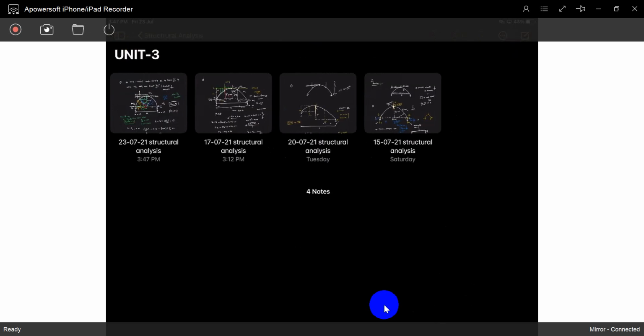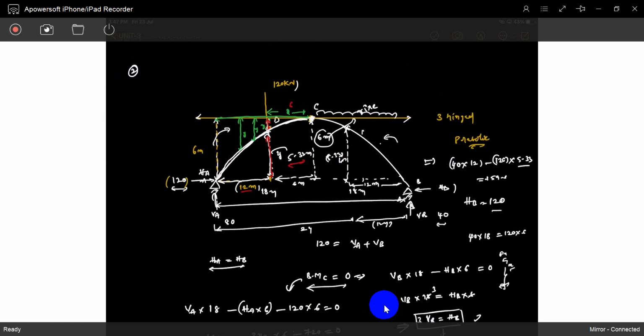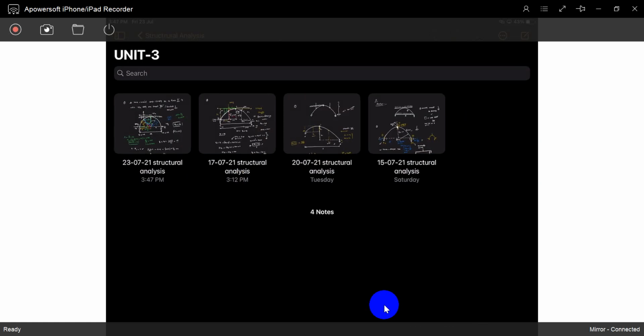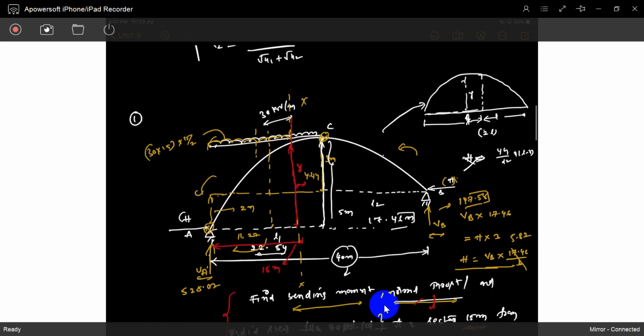But if you see the last class, this type of differential elevation, if you take a moment with respect to B or with respect to A, the horizontal reaction at that location does not pass directly through that point. It has some differential elevation. Are you understood?